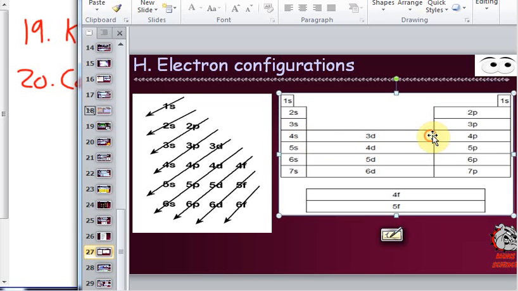And as we go to the end of 3d, then we start filling up 4p. When we get to the end of 4p, then we start filling up 5s, and then we start filling 4d, etc.